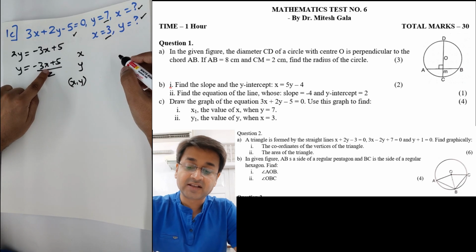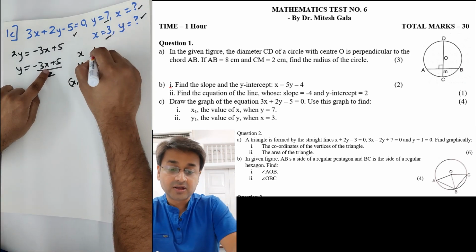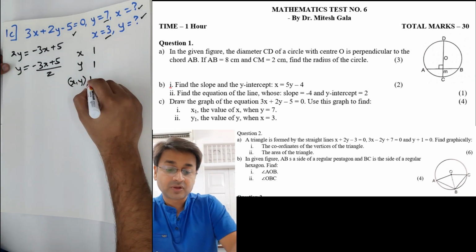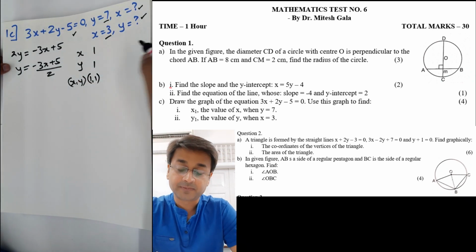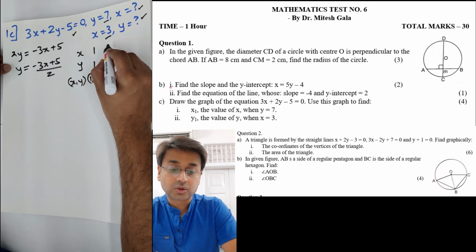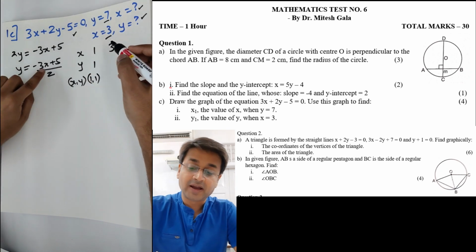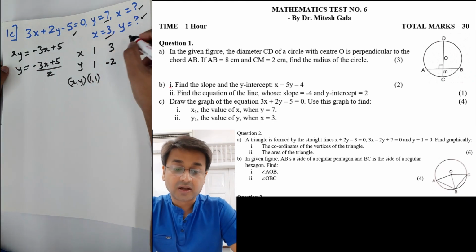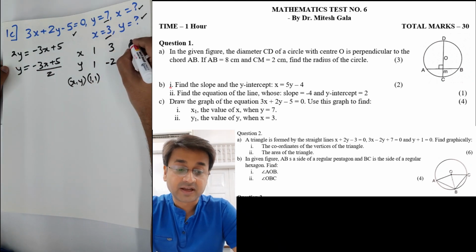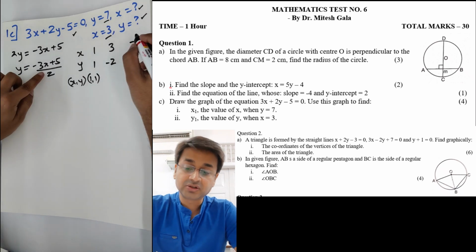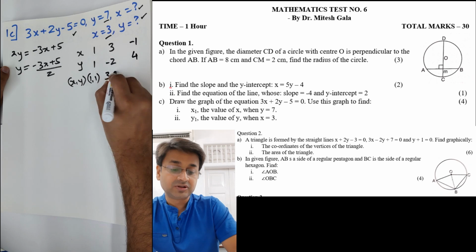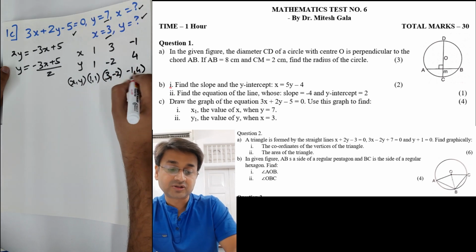If I take x as 1, it's going to be minus 3 plus 5, that is 2 by 2, so 1. So the first point I will get is 1, 1. If I take x as 3, it's going to be minus 9 plus 5, so minus 4 by 2, minus 2. Now let me take x as negative 1 maybe. So it will be positive 3, 3 plus 5, 8 divided by 2, so 4. So this is 3, minus 2 and minus 1, 4.